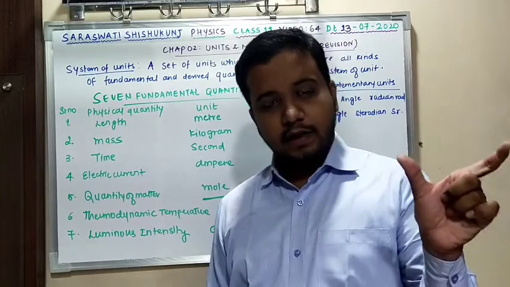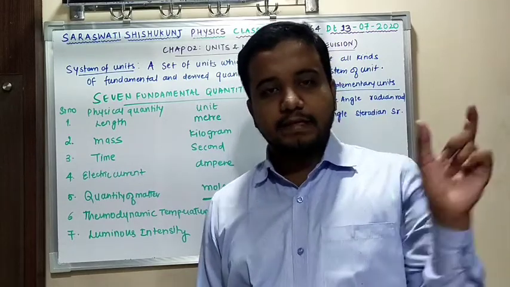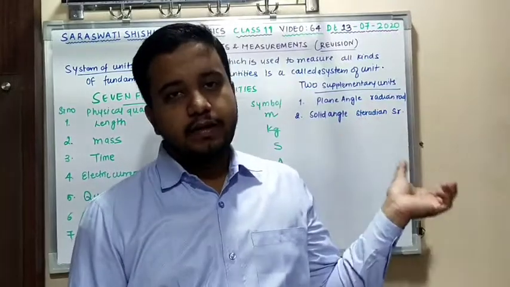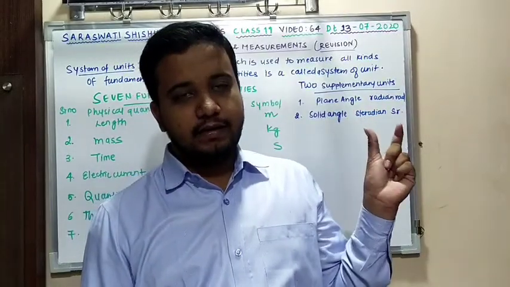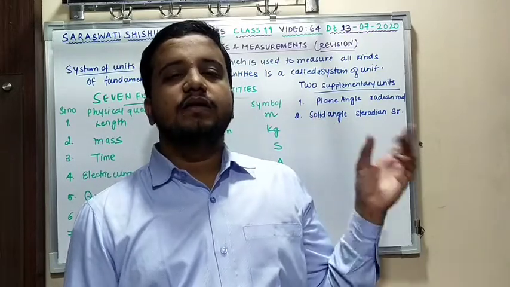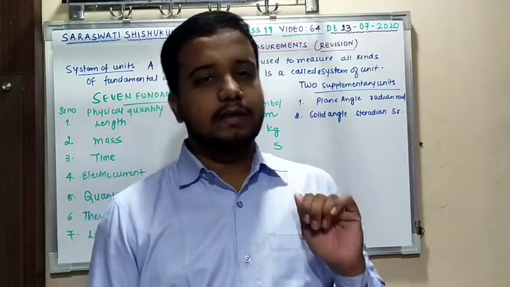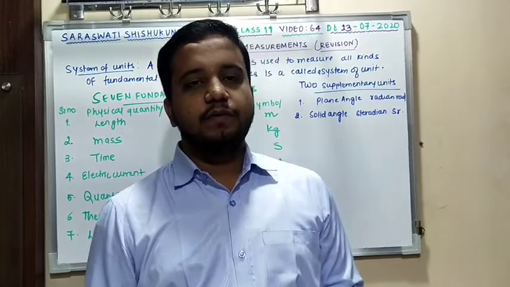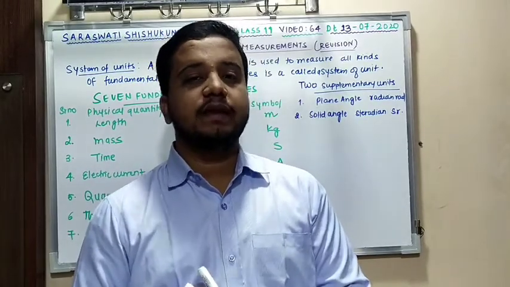Plane angle, again I am repeating, plane angle is the quantity, its unit is radian, and symbol is rad, which represents radians, and again solid angle, unit is steradian, symbol sr. Till this clear? Okay, moving to the last topic of this session, that is the parallax method.